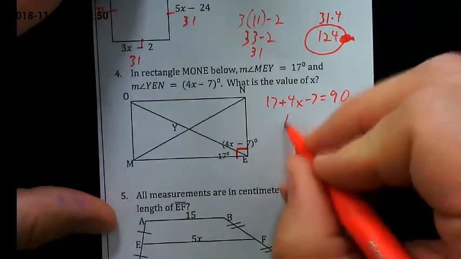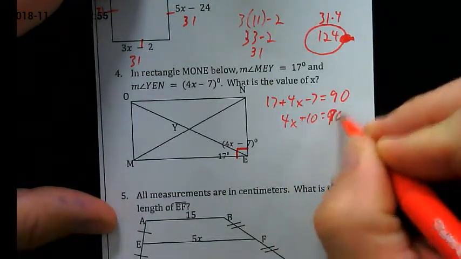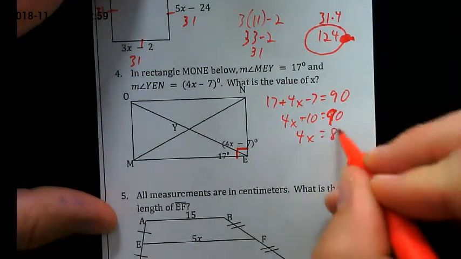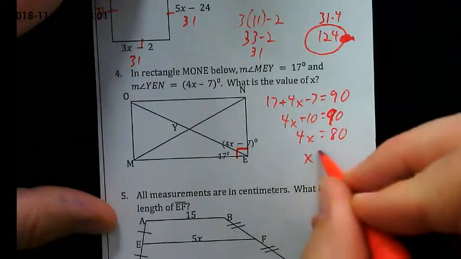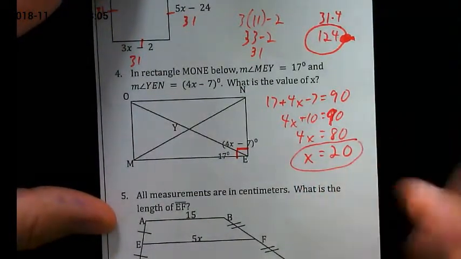Add the 17 and 7, you get 10. Whoops, I started to go to the next step. Subtract the 10, you'd have 80. Divide by 4, and you get 20. X is 20.